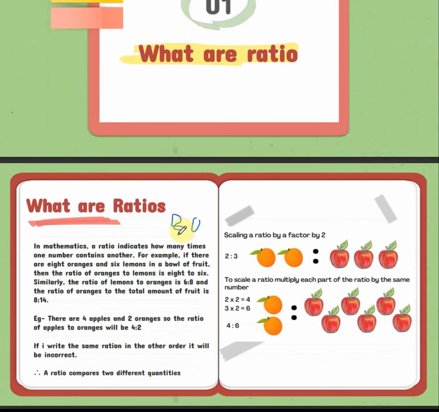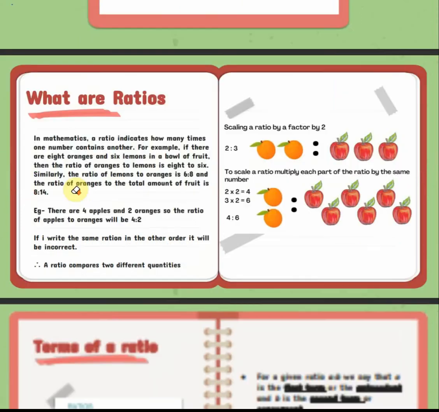What are ratios? Well, in mathematics, a ratio indicates how many times one number contains another. For example, if there are 8 oranges and 6 lemons in a bowl of fruit, the ratio of oranges to lemons is 8 to 6. Okay, let's continue.